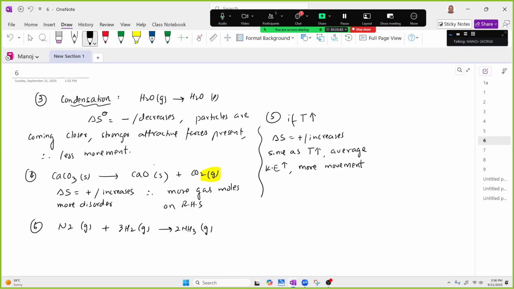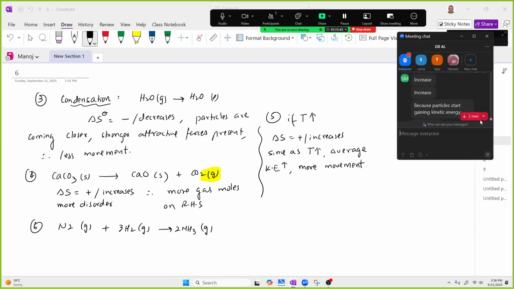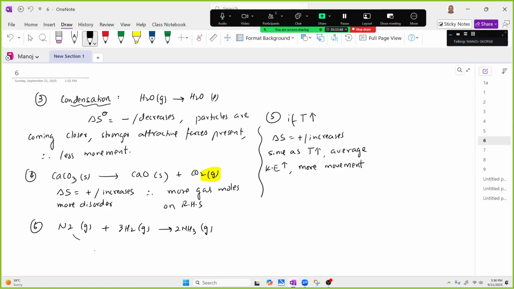Now everyone is gas. How to solve this question now? You will count the total number of gas moles. You notice there are 4 gas moles here. But notice here there are 2 gas moles. Now you already know one gas mole has 6.02 times 10 raised to 23.